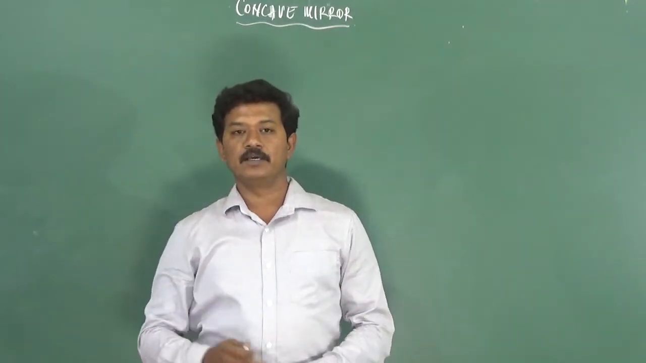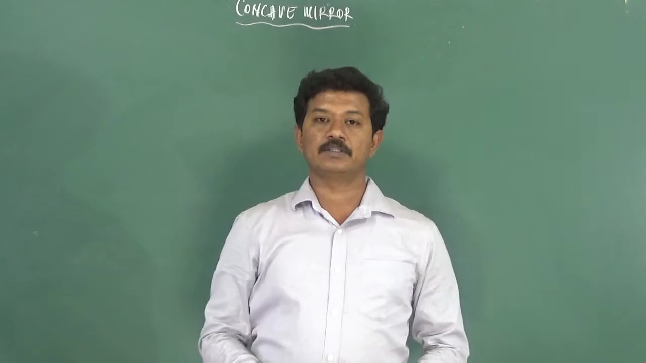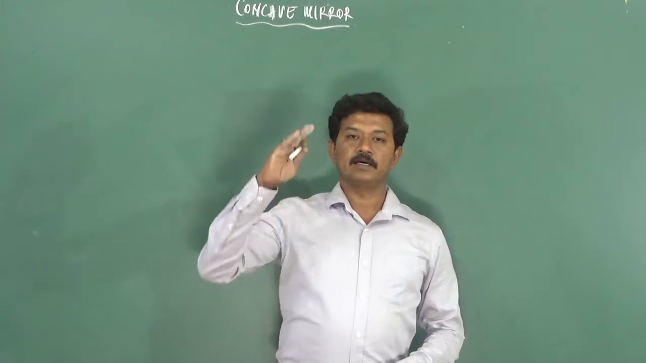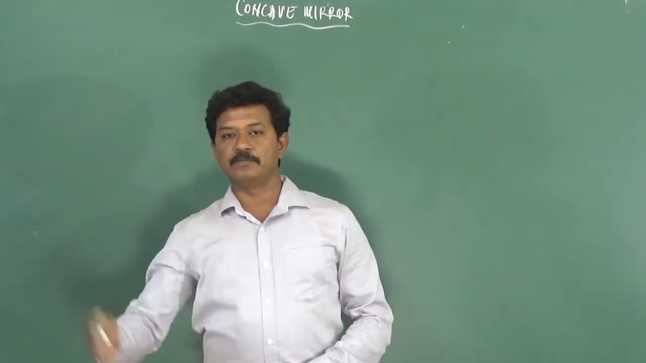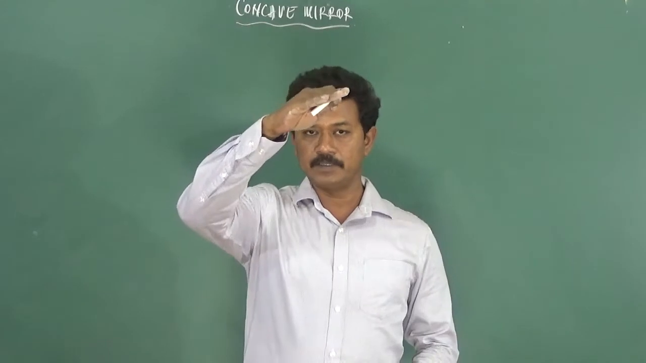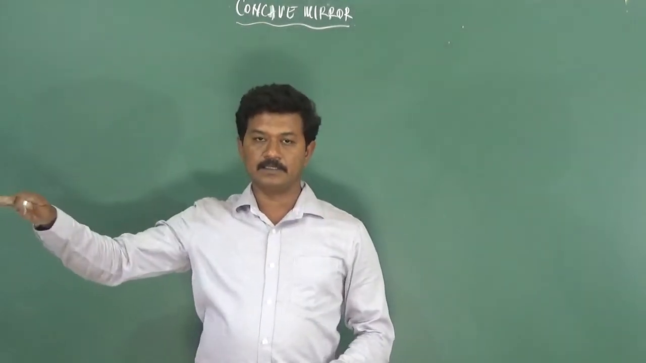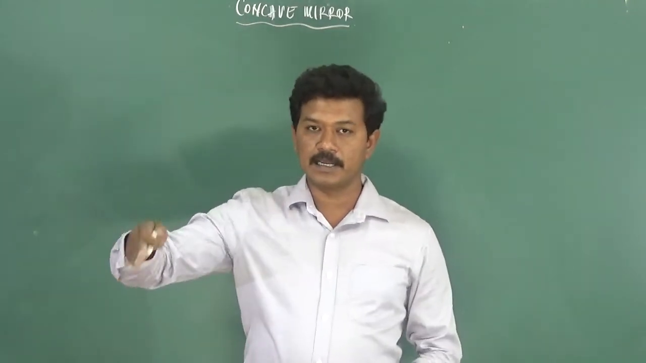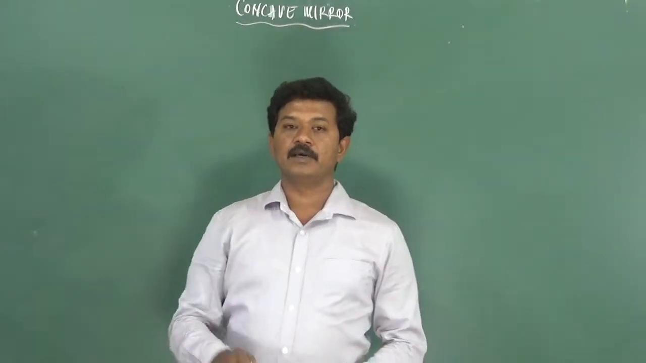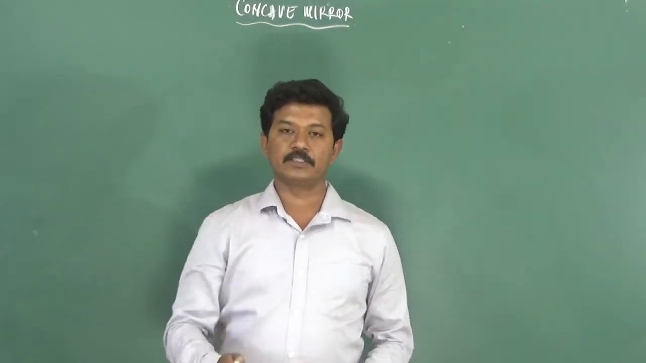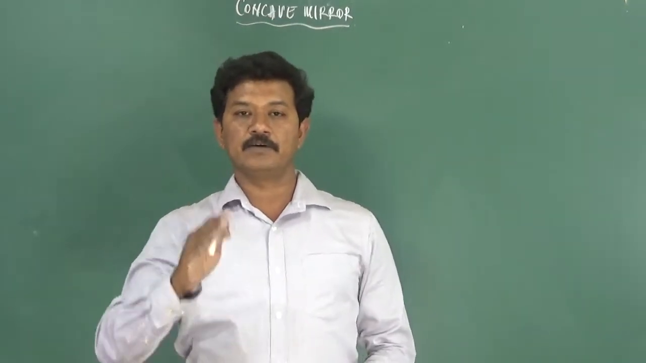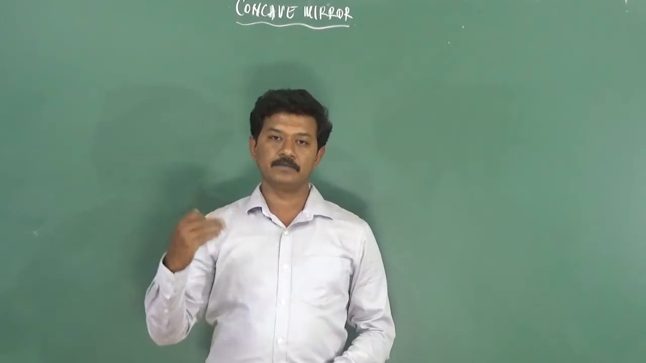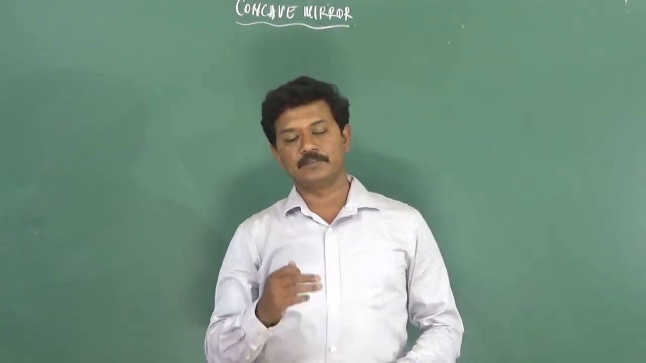Rule number 4: if a light ray is obliquely incident on the concave mirror, not parallel to the principal axis, at the pole of the mirror, then the angle formed between the incident light ray and the principal axis is the angle of incidence. It gets reflected at the same angle, creating the angle of reflection, obeying the laws of reflection, that is, angle of incidence is equal to angle of reflection. These are the 4 rules you have to remember before entering into drawing ray diagrams. This is very important.